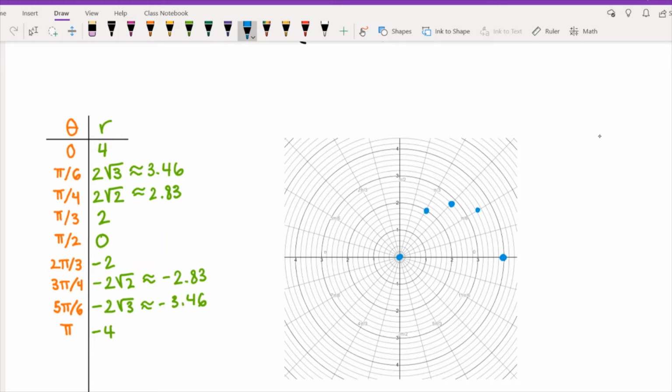Okay, so when theta is 2 pi over 3, so 2 pi over 3 is this angle here. Maybe I'll start drawing them, because some of these angles are now going to be a little trickier. So when theta is 2 pi over 3, r is supposed to be equal to -2. And so that means that we're going to go on this angle, but in the opposite direction, and put a point at 2 in the opposite direction.